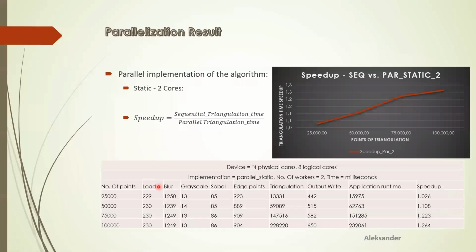The results of running our parallel implementation with 2 cores and a static scheduling algorithm can be seen in this graph. We calculated the speed up as the sequential triangulation time over the parallel triangulation time. It's worth noting that the only reason there's a comma here is because of my language formatting. The speed up is in fact 1.026, 1.108, 1.223, and 1.264. It can be seen that the speed up is steadily increasing and at different rates depending on the size of the workload.